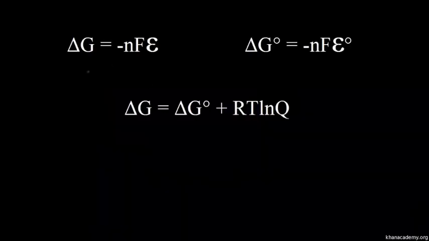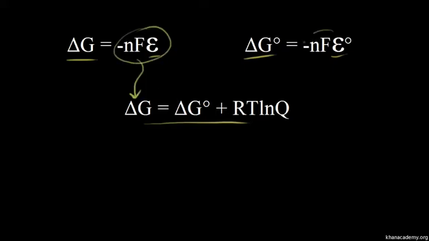We've already seen that the change in free energy, delta G, can be related to the cell potential E by this equation. Under standard state conditions, this would be the standard change in free energy, delta G0, which is related to the standard cell potential E0 by the same equation. This equation down here comes from thermodynamics, and we're going to plug in for delta G and delta G0. So we're going to plug this in for delta G, and we're going to plug this in for delta G0.